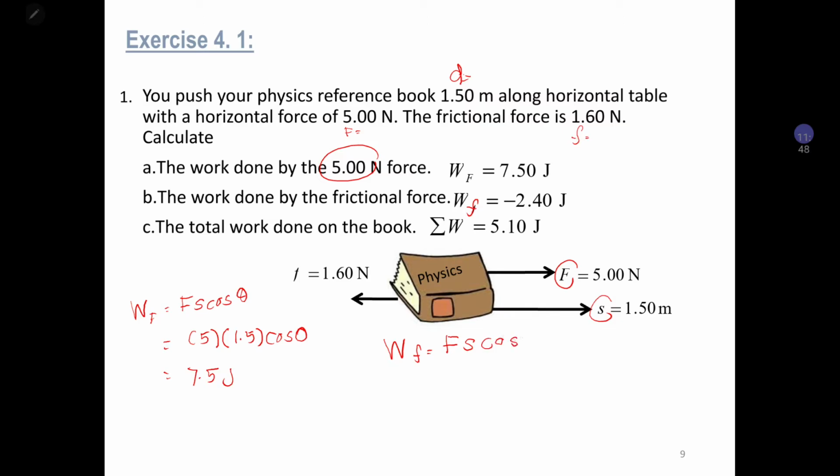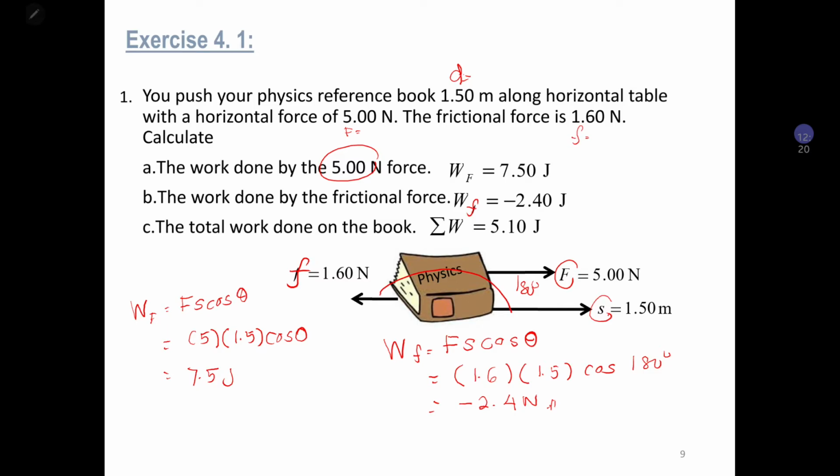Fs cos theta. Okay, so this is the frictional force. Frictional force is given by 1.6, S is 1.5, and then the angle between frictional force and displacement is 180 degrees. So we calculate and we get the value is negative 2.4 joule.